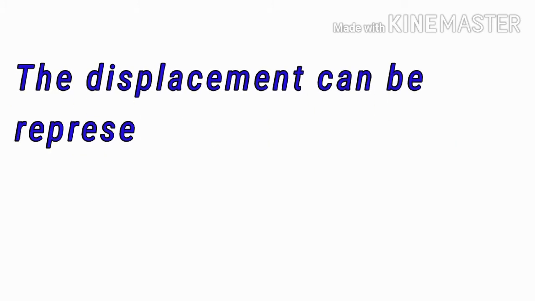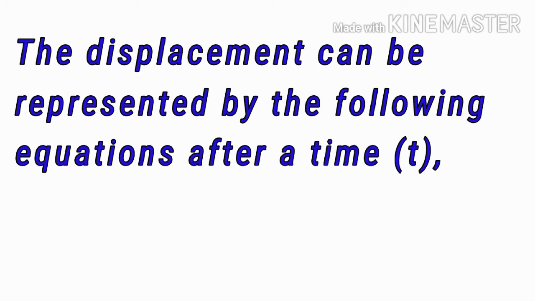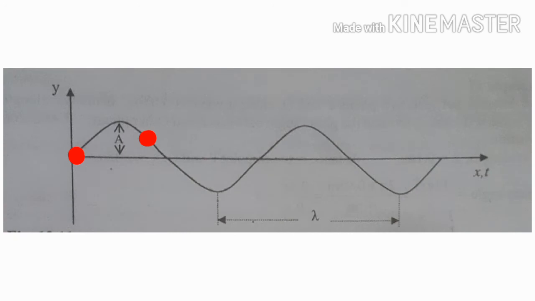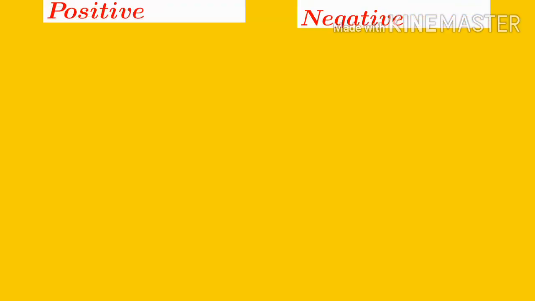So now let's look at how the displacement can be represented by the following equation after a time t. That's when this particle moves from the origin to a distance x in time t. So we'll have these equations being changed. It can move in the positive direction and in the negative direction.